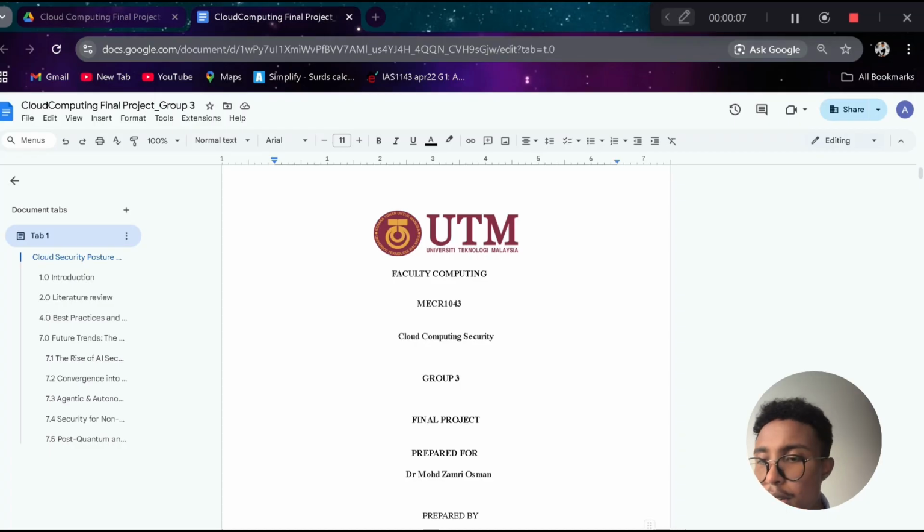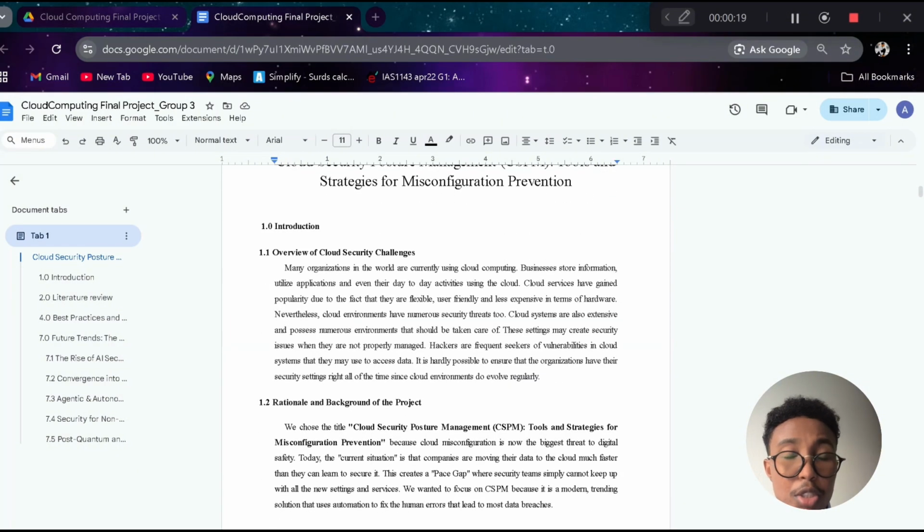Today our group will present about cloud security posture management, also known as CSPM. I will start from the introduction. Cloud computing is widely used today by many organizations. Companies use the cloud to store data, run applications, and manage their daily work because it's flexible and cost effective.